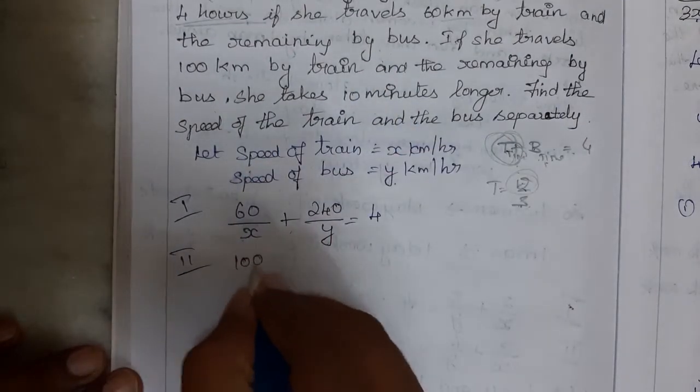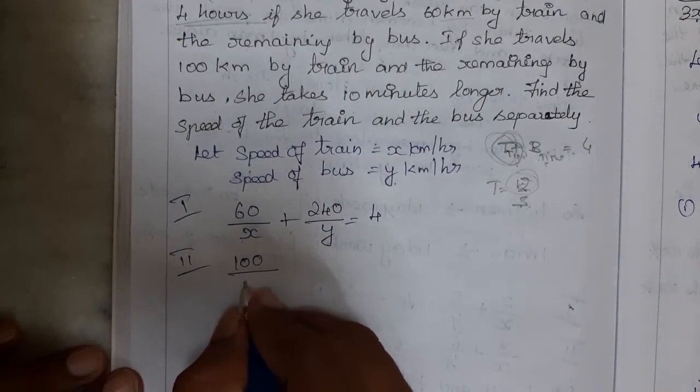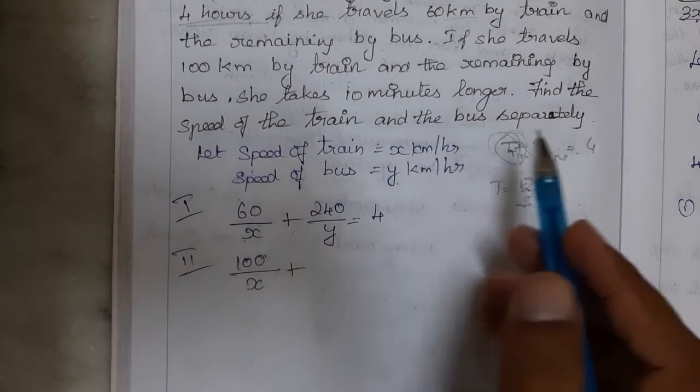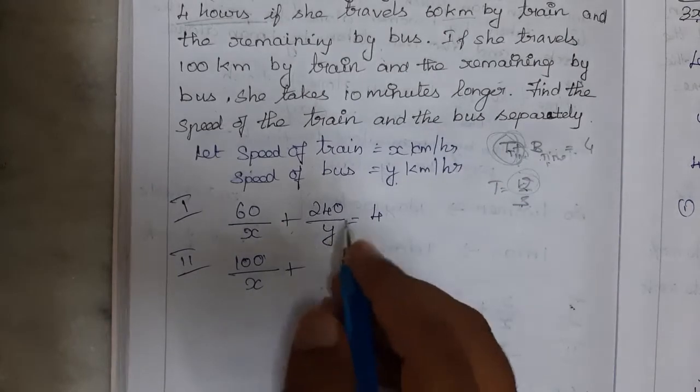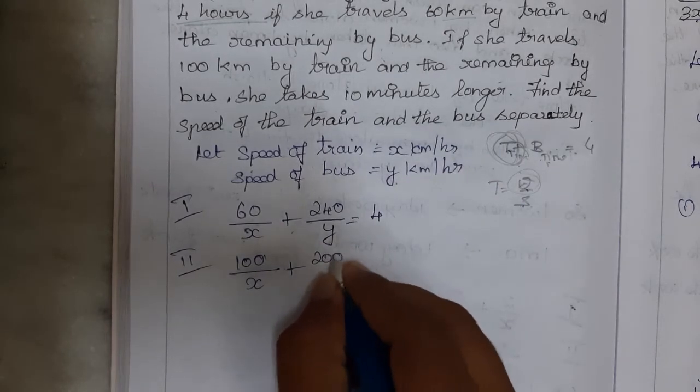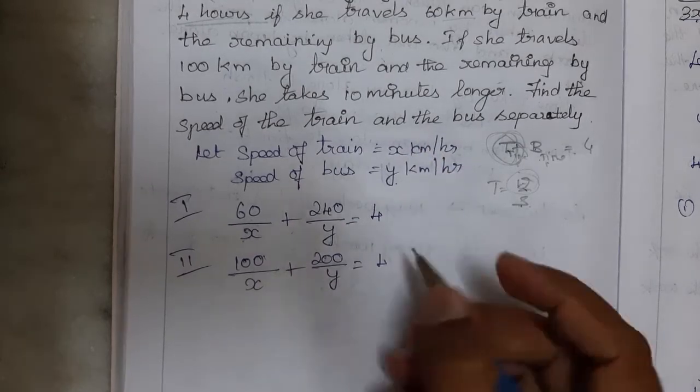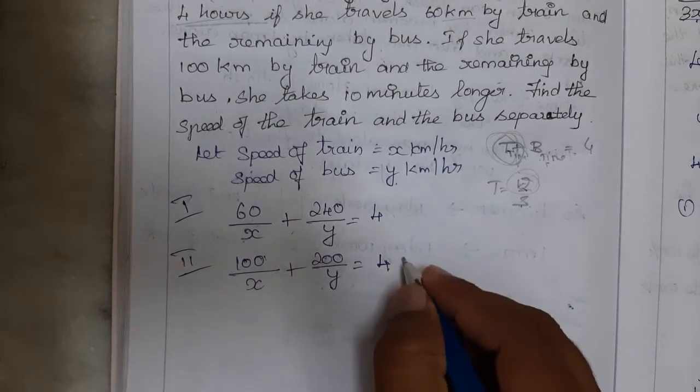And the second condition: she travels 100 km by train. So 100 divided by x, the train speed. So distance by speed is time, right? So train time plus bus time, with the remaining 200, so 200 by y, is equal to 10 minutes longer. That means 4 hours plus 10 minutes.